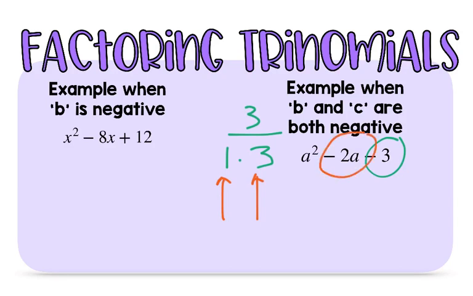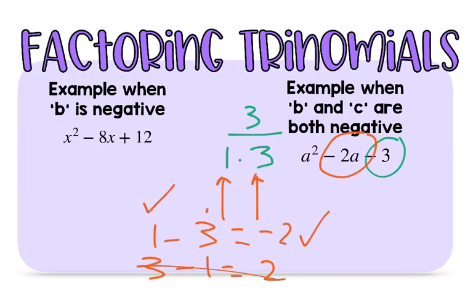So this number over here is negative 2. How can I get negative 2? Do I do 1 minus 3 or do I do 3 minus 1? Well, 3 minus 1 is 2, so that's not it. But 1 minus 3, that is negative 2, which means I want to make the 1 positive and the 3 negative. So let's write that out. The 1 positive and the 3 negative.